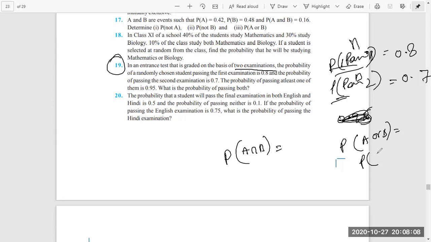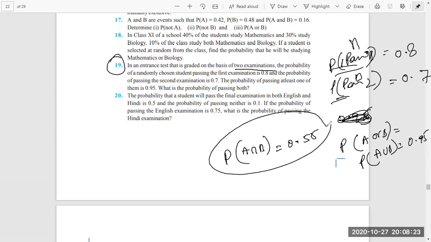That is nothing but 0.8 plus 0.7 minus 0.95. So that will give you 0.55. Yeah, that's the answer.